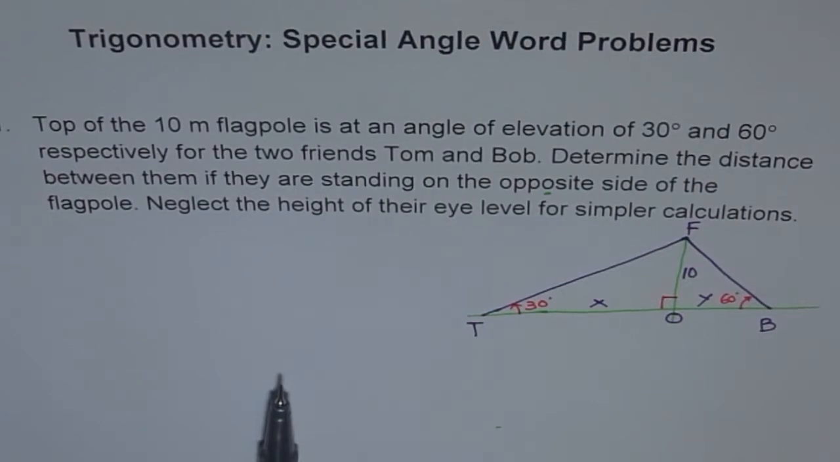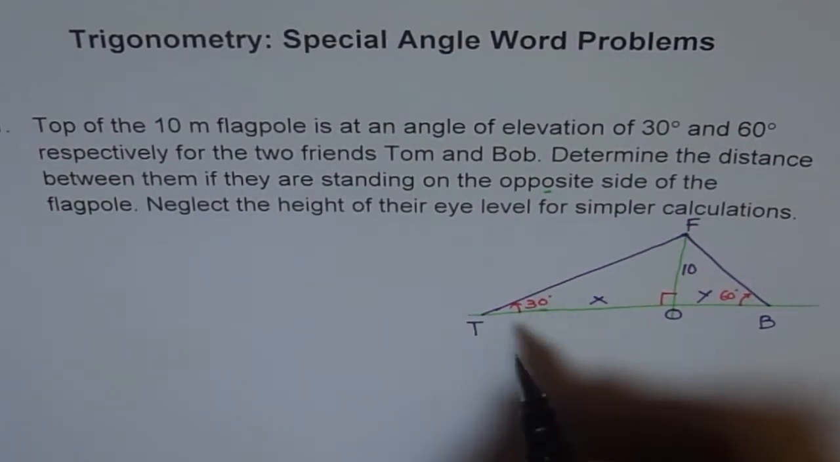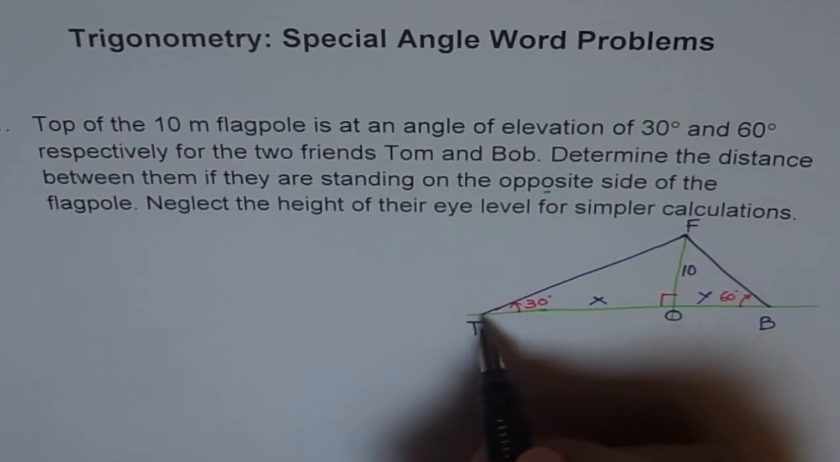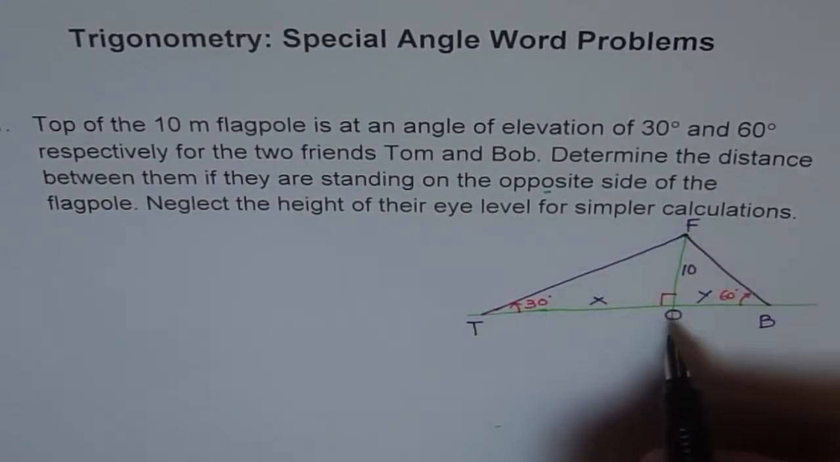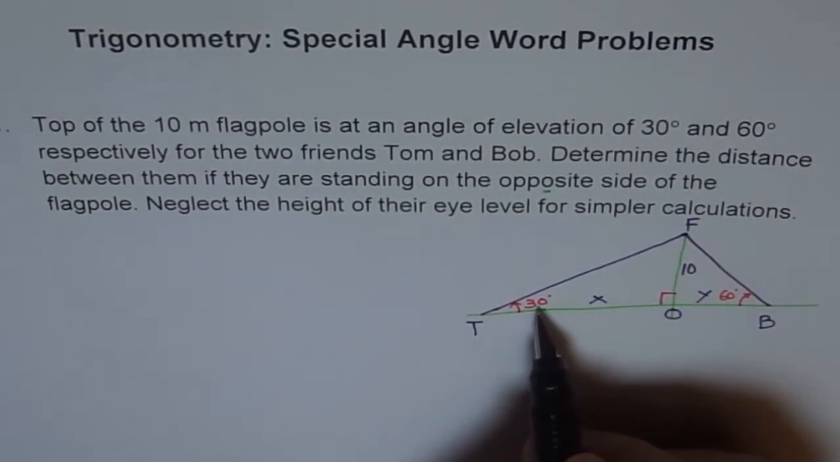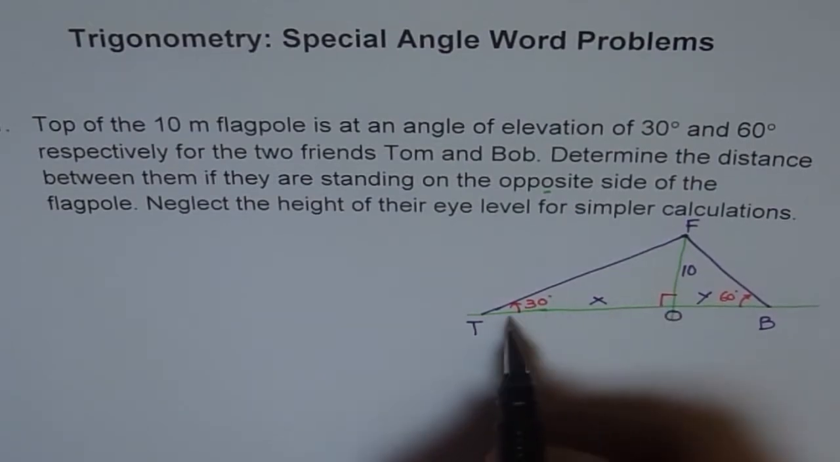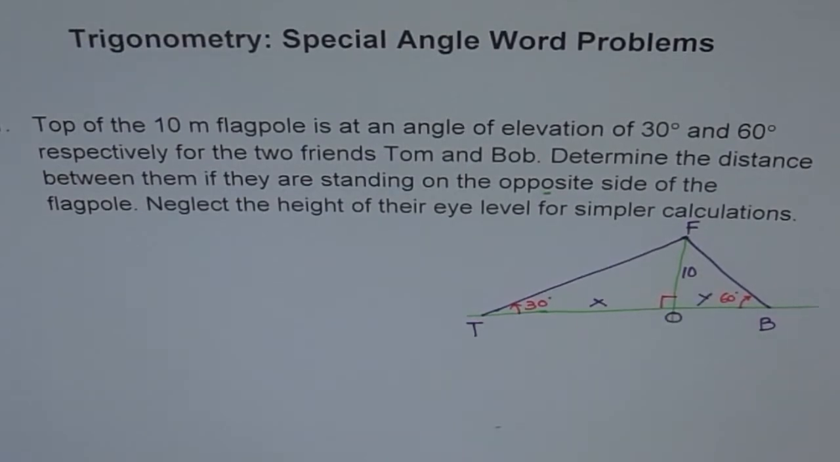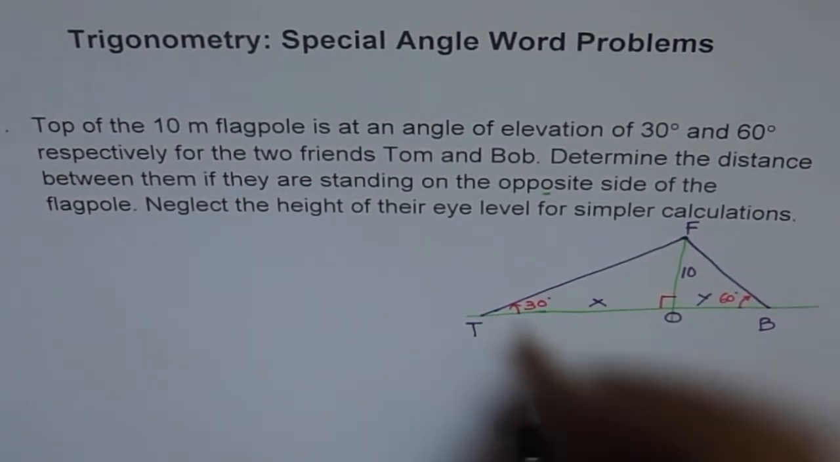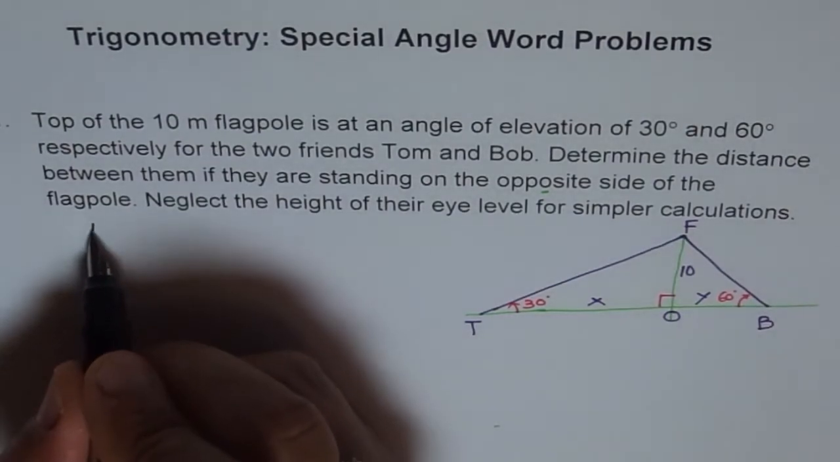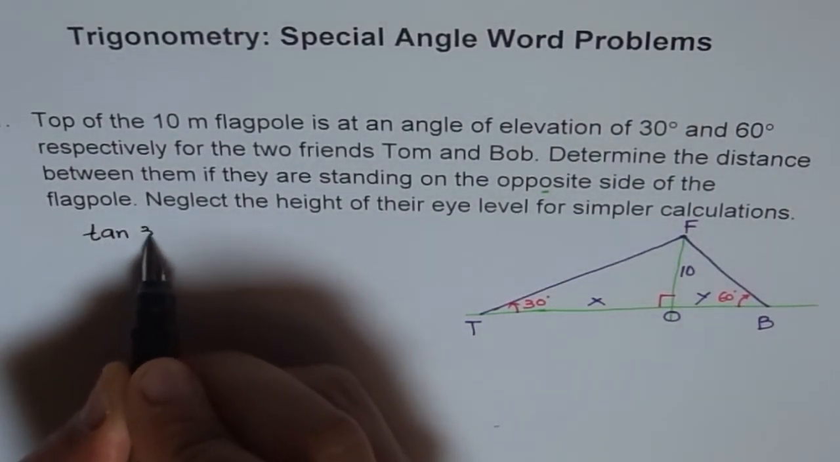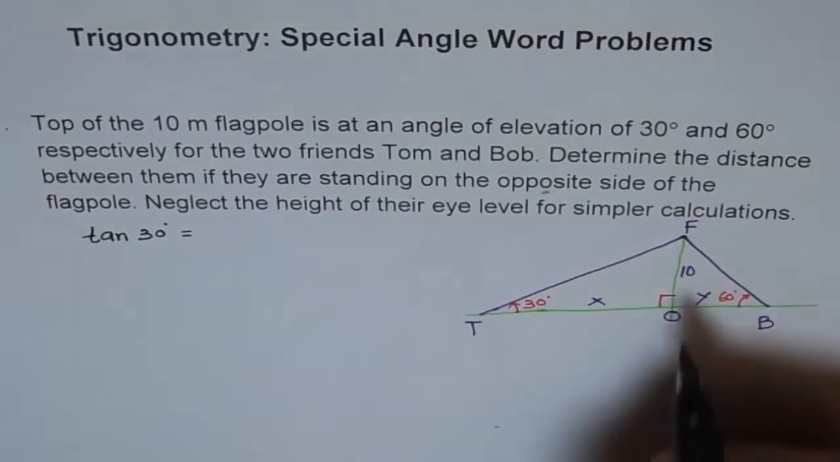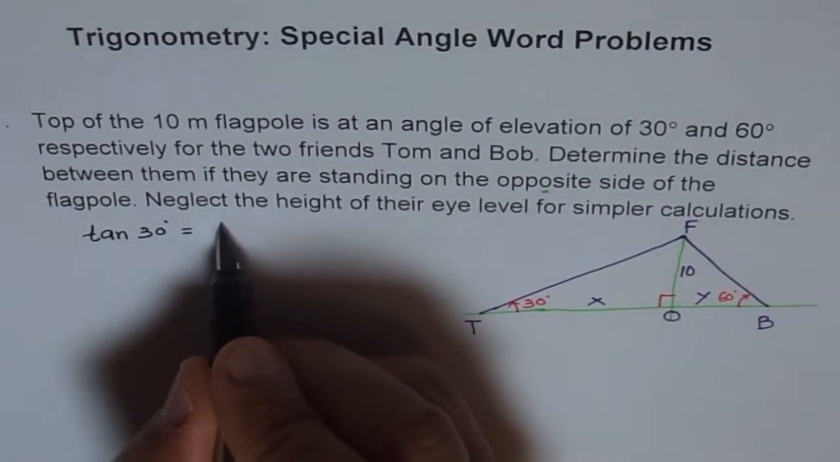Now how will you solve it? You need to find x and y, which happen to be the base, the adjacent side of these right angle triangles, right? Let's consider this triangle TFO. If you see from 30 degrees, that becomes the opposite side, and this is the adjacent side. Therefore, what should you use? You could use tan, correct? So tan of 30 degrees is what? You say tan of 30 degrees is equal to 10 over x.